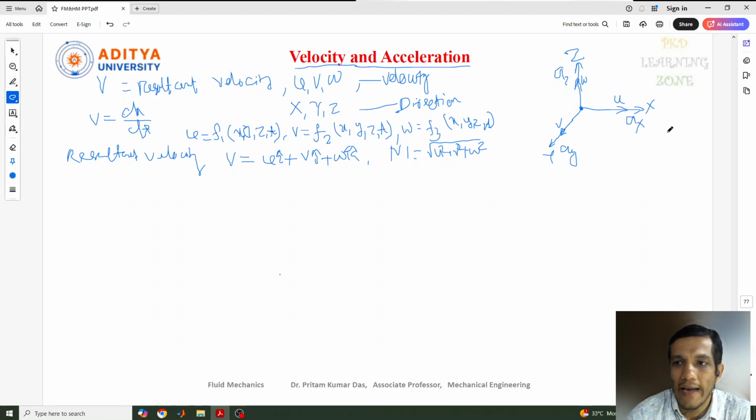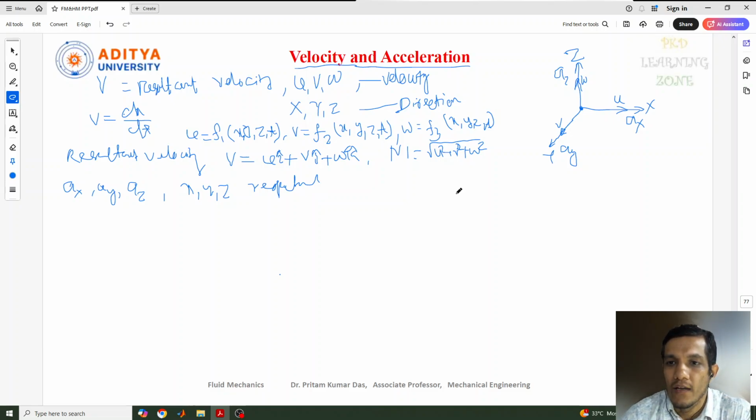Similarly, if you want to consider the acceleration for this same fluid in all directions, then let ax, ay and az be the accelerations in the same x direction, y direction and z direction respectively. These are the accelerations in the x, y and z directions. Now if we want to write the formula for acceleration, we know that it is defined as the rate of change of velocity with respect to time.